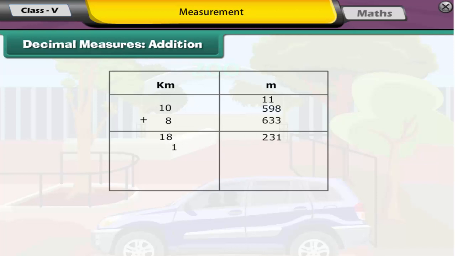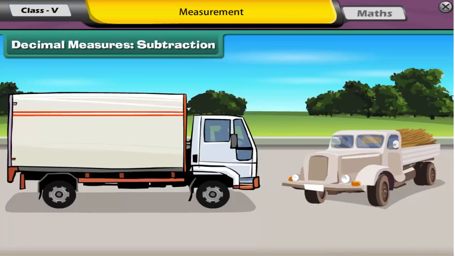Thus, 1 kilometer is added to 18 kilometers. In total, they have covered a distance of 19 kilometers and 231 meters. Similarly, we can add the quantities given in different units. Let us look at another example.